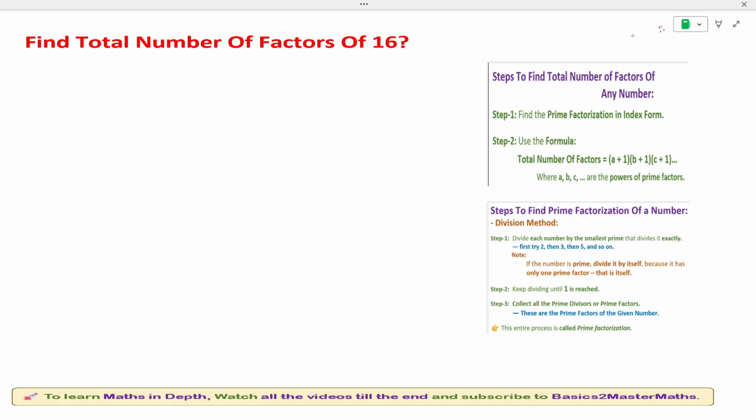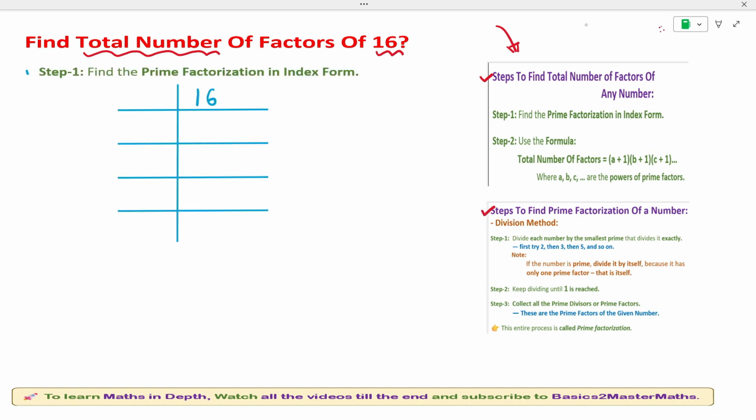Today, we will solve another tricky question. How to find total number of factors of 16. Before solving the problem, please go through the below steps. Step 1. Find the prime factorization of 16 in index form.